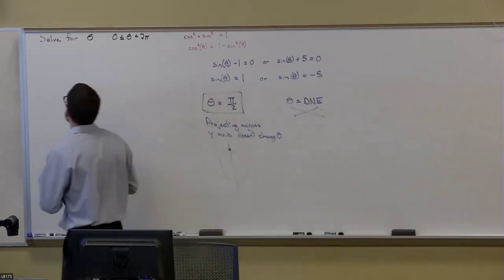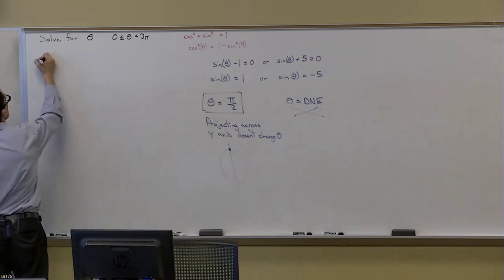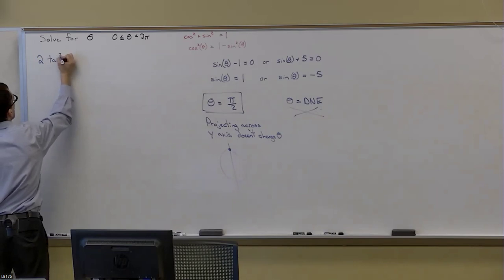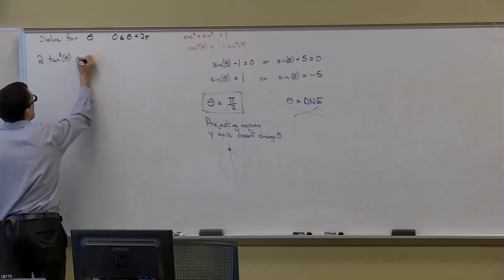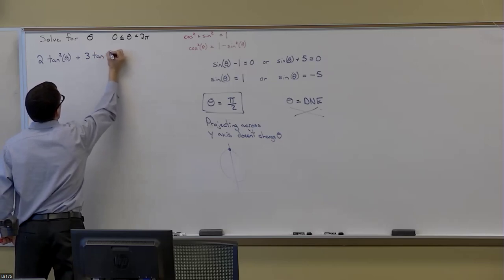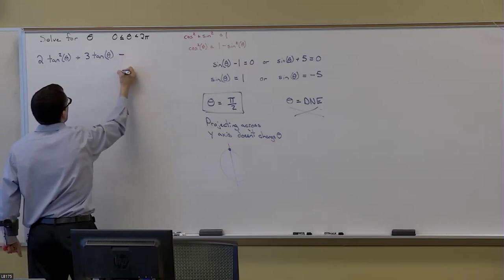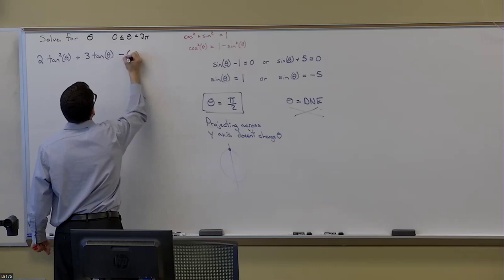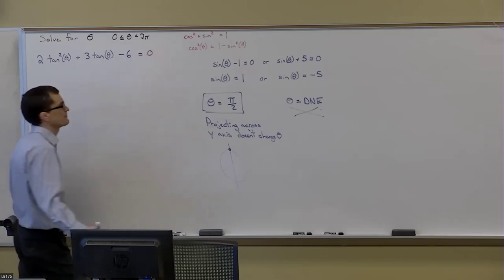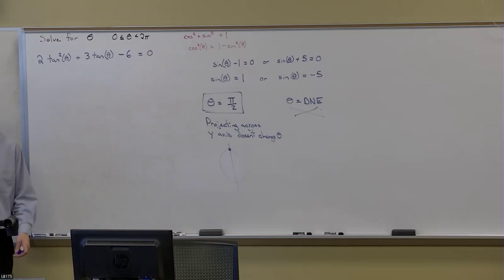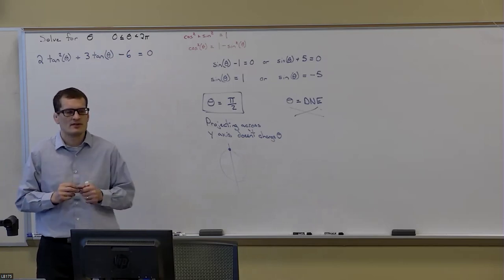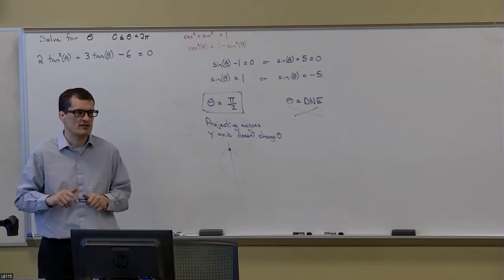Maybe you get a scenario that's something like, let's just do this, 2 times tangent squared of theta plus 3 times tangent theta minus 6 is equal to 0. I don't think that one factors. I didn't check it. But let's just say it doesn't. Let's say we can't see if it factors or not.